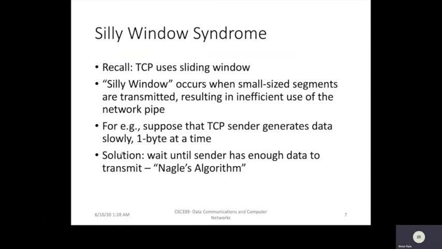Silly window syndrome occurs when small sized segments are transmitted, resulting in inefficient use of the network pipe or bandwidth. For example, suppose that the TCP sender generates data slowly, say 1 byte at a time. Why? Because the window being advertised by the receiver is 1 byte.